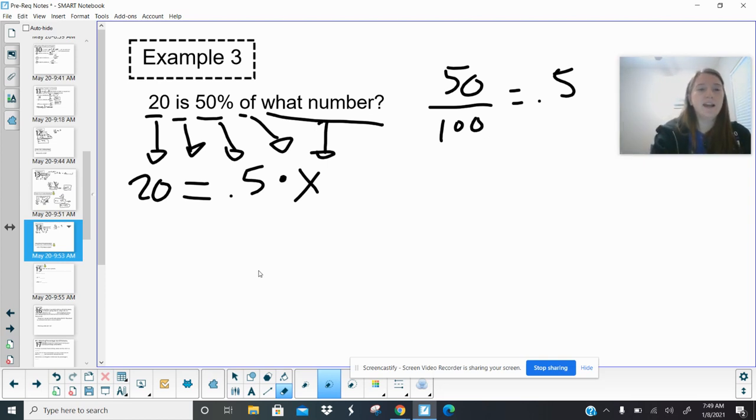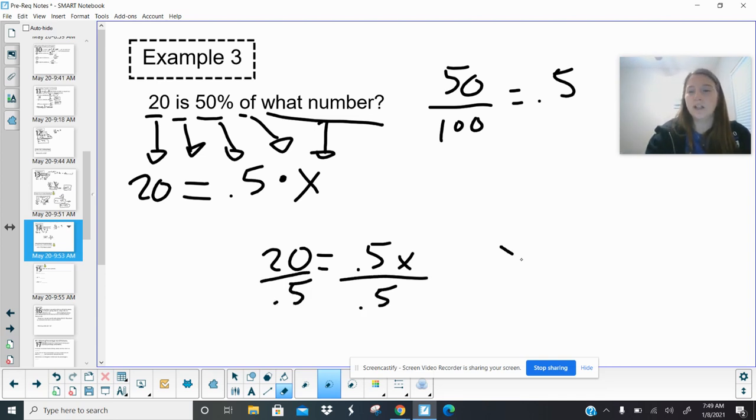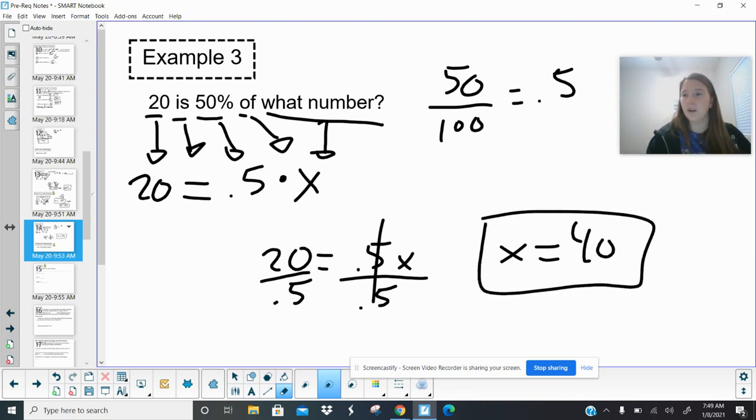Okay, 0.5 times x. Once again, to clarify, we could rewrite this as 0.5x. It means the exact same thing. So we divide by 0.5. You don't have to rewrite it. I just want to clarify to you guys that that's what that means. Sometimes we forget there's different ways to write equations. Okay, so you should have gotten 40, and that makes sense. 20 is half of what number? Well, 20 is half of 40.